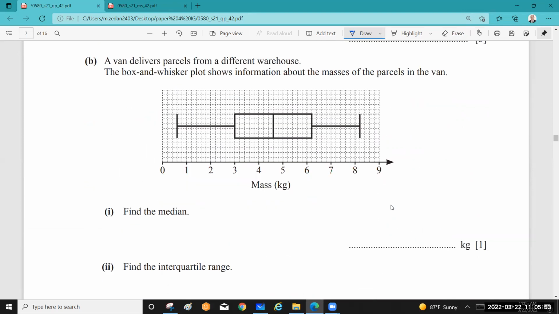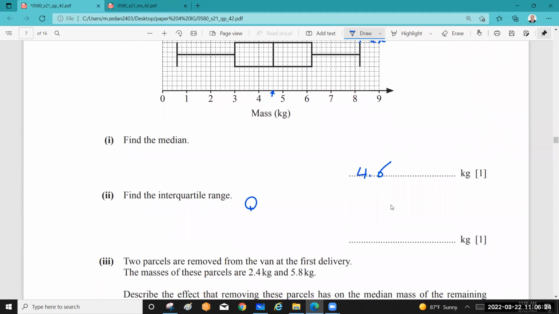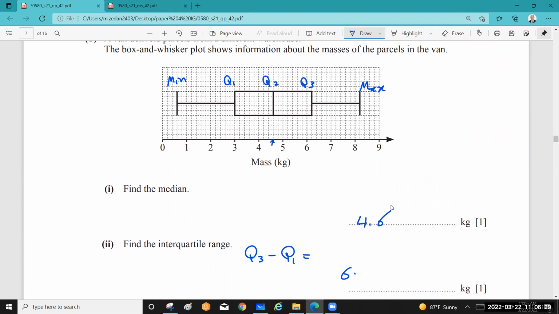A van delivers parcels from a different warehouse. The box and whisker plot shows information about the masses of the parcels in the van. The box plot represents the minimum value, the maximum value, the lower quartile, the median Q2, and the upper quartile, the five-point summary. Find the median. The median, as you see here, is 4.6. The interquartile range is simply Q3 minus Q1, the difference between the upper and lower quartile. The upper is 6.2 minus the lower, which is exactly 3.